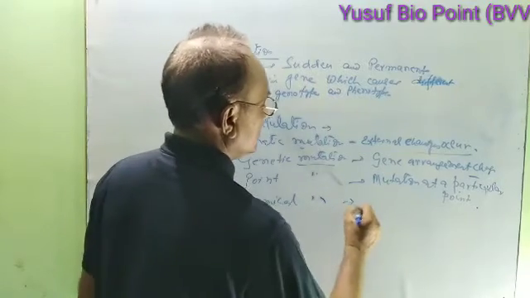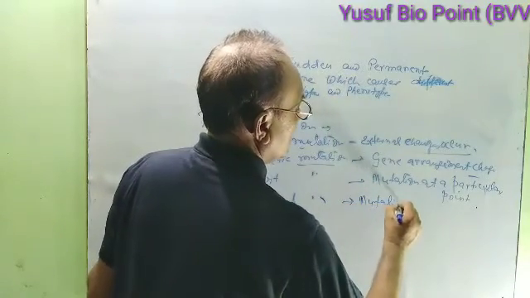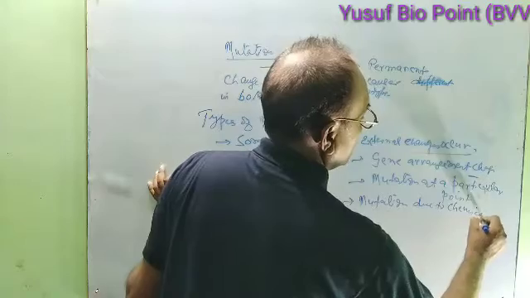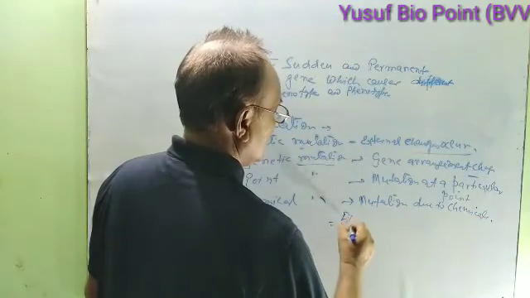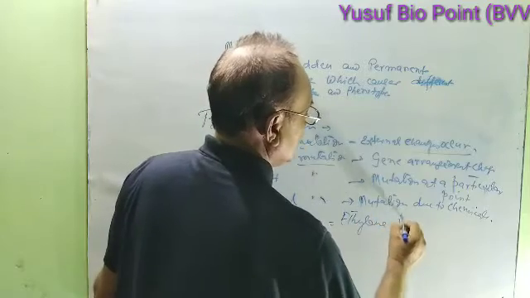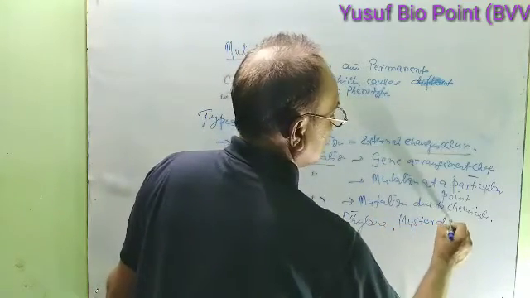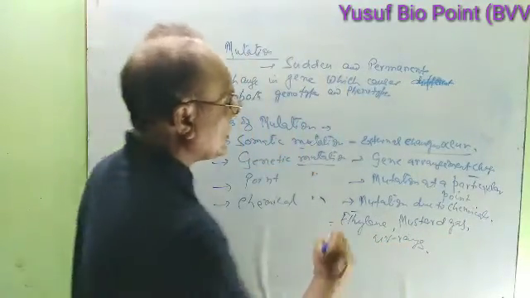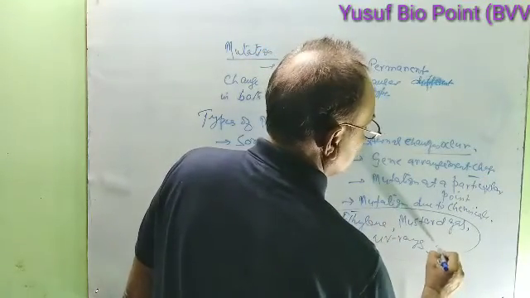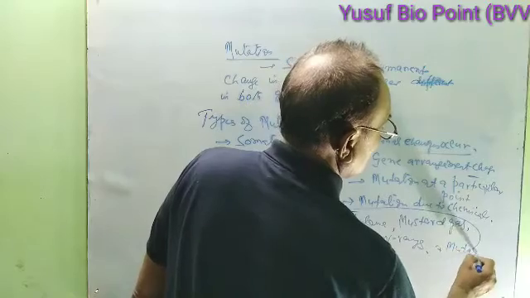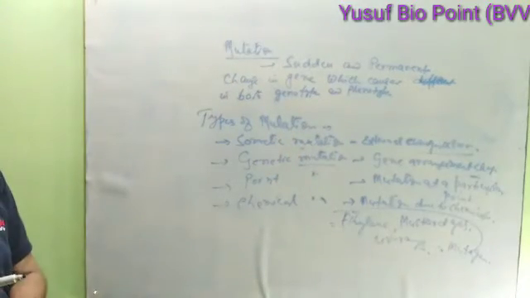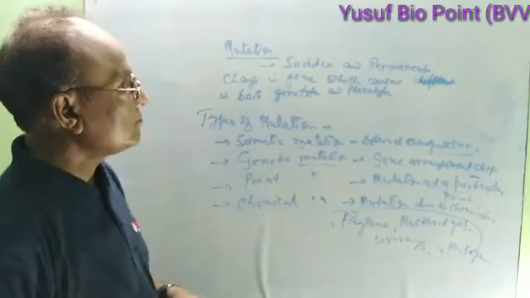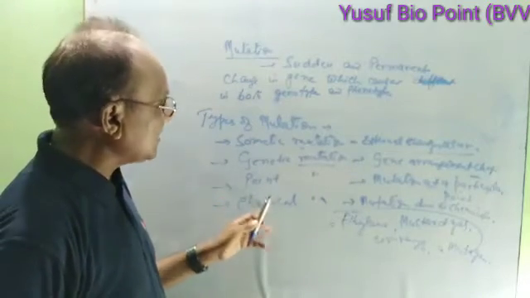And chemical mutation due to chemicals like ethylene, mustard gas, UV rays, and these chemicals are called mutagens. इन केमिकल्स को हम लोग क्या कहते हैं? म्यूटेजन. तो these are the mutations of some the somatic, genetic, point mutation and chemical mutation.